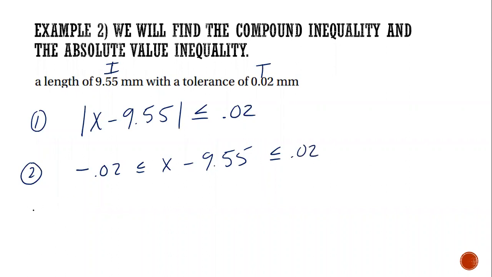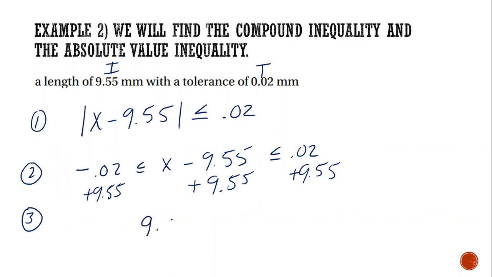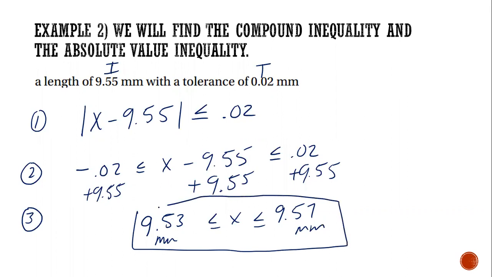And what did you need to do to solve? You had to add 9 55/100 to both sides. To all sides, not just both sides. So you should have ended up with your minimum value of 9 53 millimeters. My M's got really squished together. Let's roll with it. And your max value of 9 57 millimeters. And that is the amount you can compress and stretch without losing the integrity of the spring.